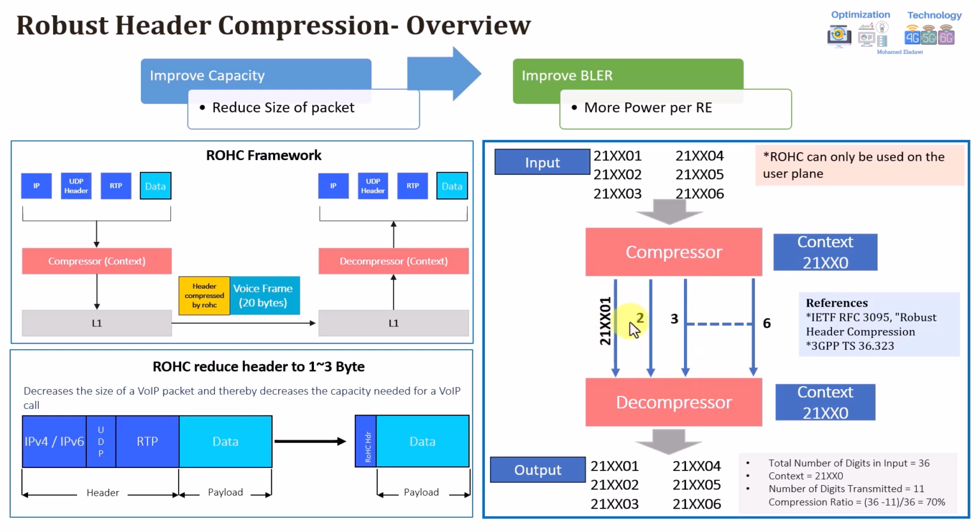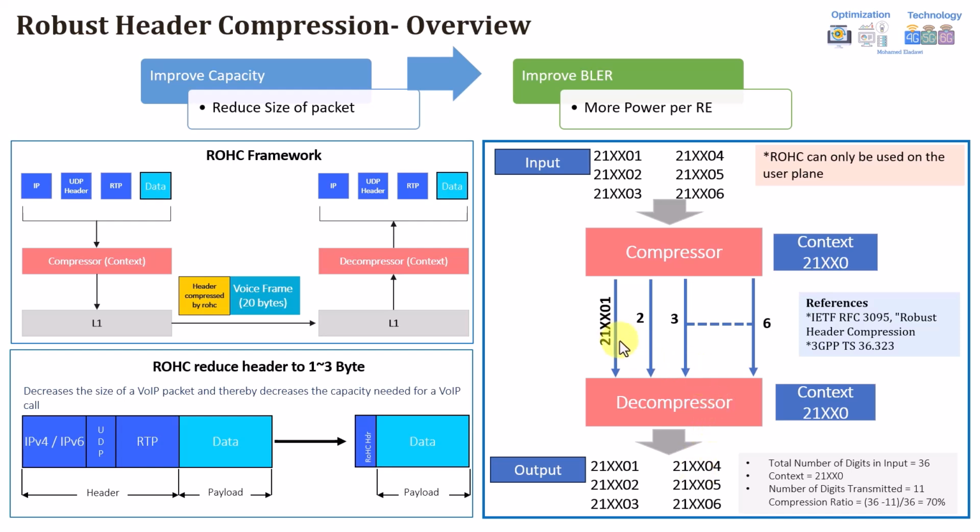So they will establish the context between the compressor and the decompressor. The first one will be sent as it is. Then they will establish the context, which is 21XX0, as highlighted here. Once the context is established, only the part which is out of the context will be transferred. So before, you used to transfer, let's assume, 6 bytes, for example 1, 2, 3, 4, 5, 6. Now the compressor needs to pass only one byte, and the decompressor, because it has the context established, can decode the data successfully.